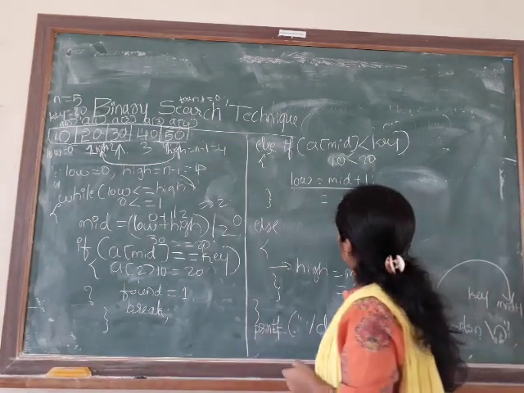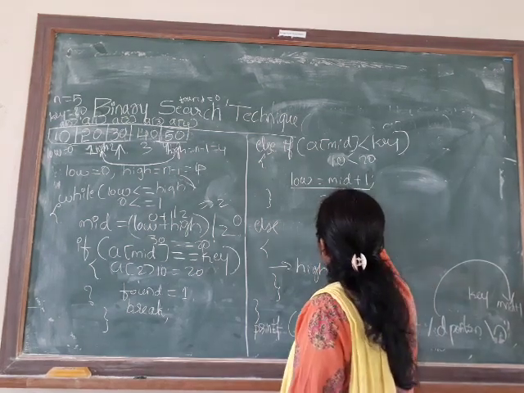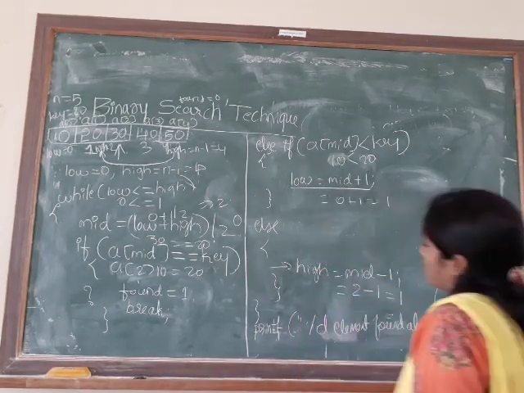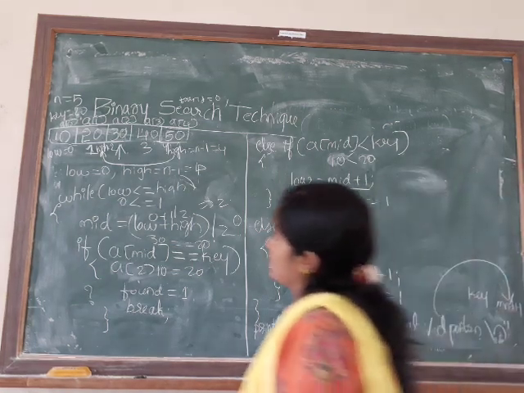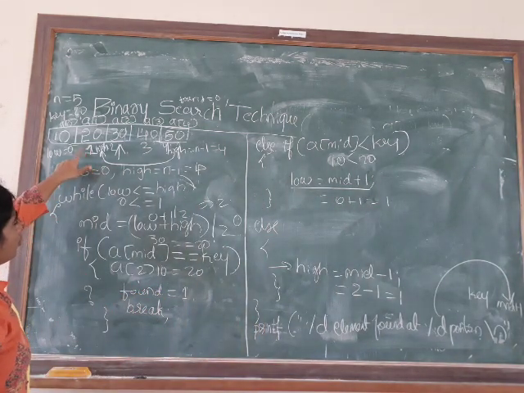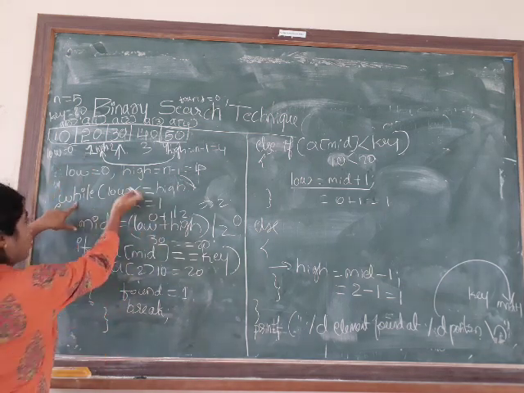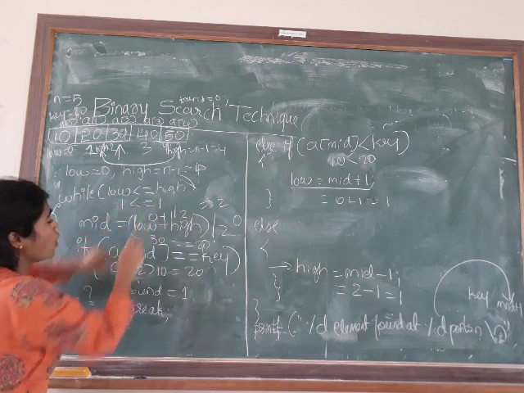Low is equal to mid plus 1. What is the present value of mid I am having? That is 0. 0 plus 1, that is 1. New value of low is 1. In the sense your low is pointing here. So what is the new value of low now? 1. Okay. Next. While 1 less than or equal to 1.